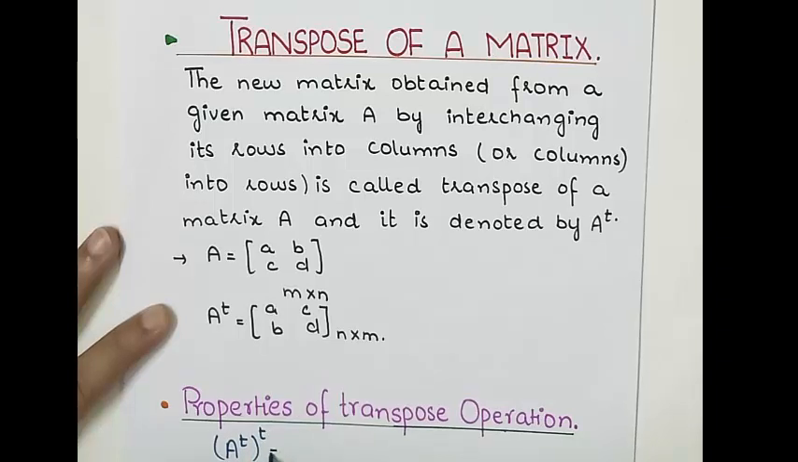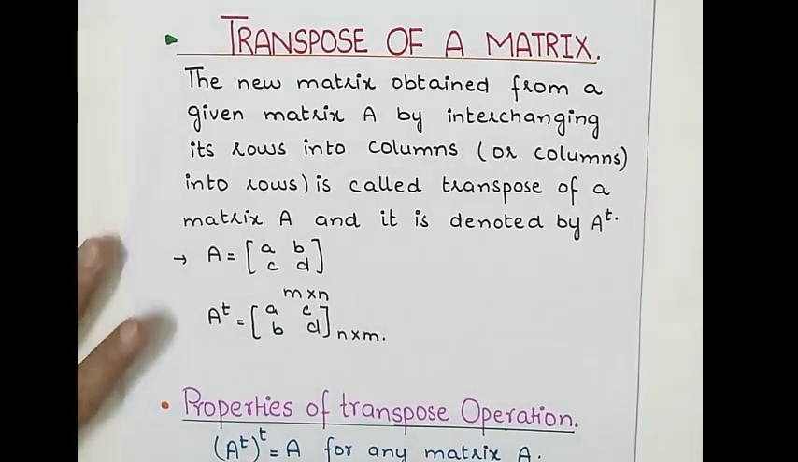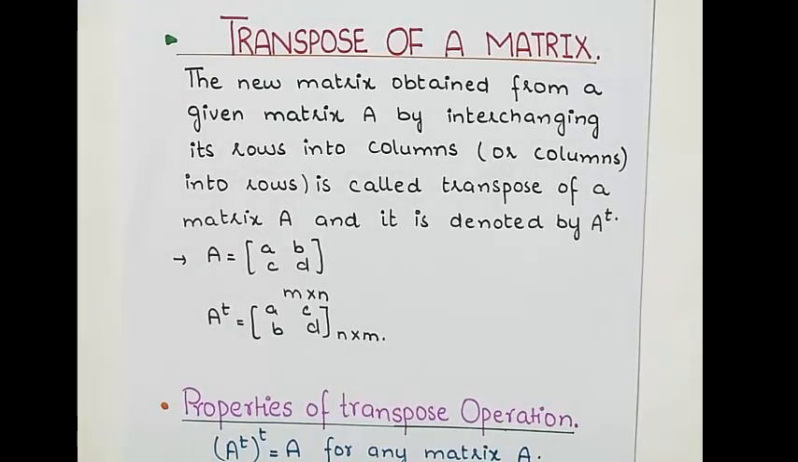Okay, coming to the properties of transpose operation of a matrix, the first one we have is A transpose whole transpose, this is equals to A for any matrix A. Let's check it by example.